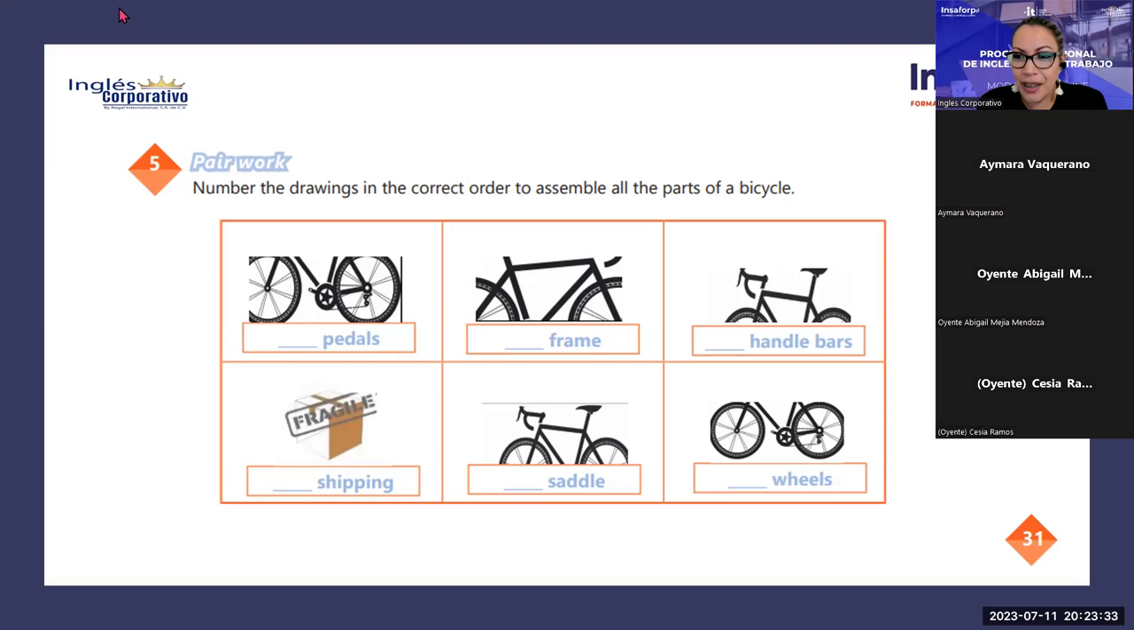Me. Thank you, Aymara. Okay, first I think is frame. Mm-hmm. Second, handlebars. Third, saddle. How do you say saddle? Yes, saddle. Saddle. Next, the pedals. Next, wheels. And finish shipping. Okay, sounds good. You would start from the top to bottom. So that's nice. Thank you so much, Aymara.